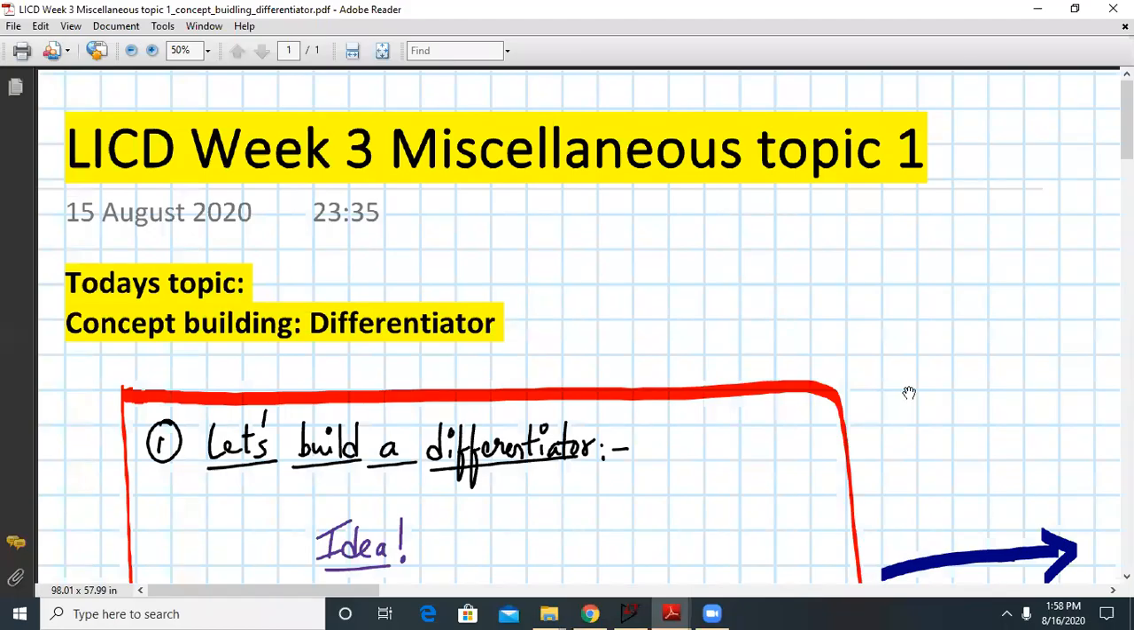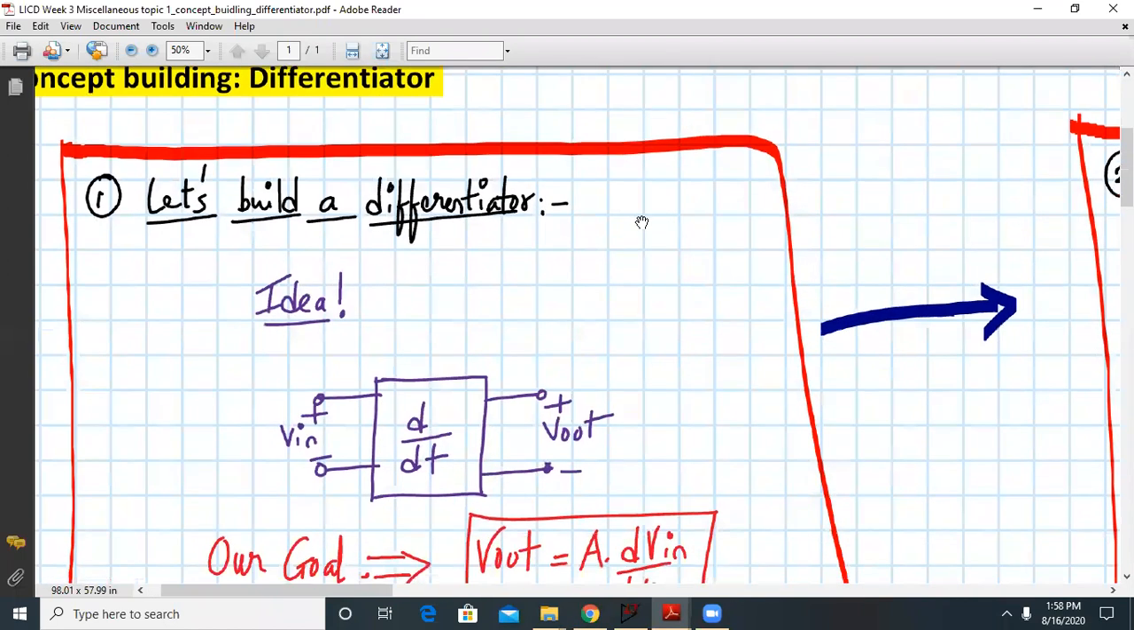Hello everyone, welcome to LICD Week 3 Miscellaneous Topic number 1, and today we are going to study the concept of building a differentiator. So let's build a differentiator.